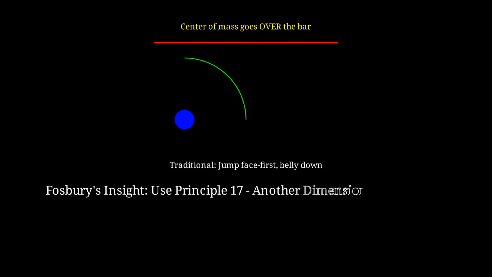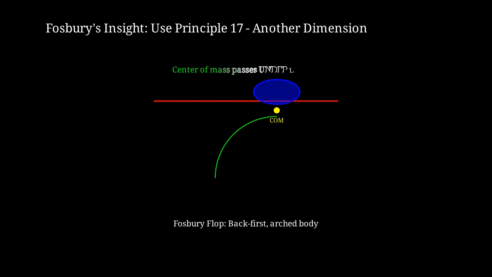Fosbury applied TRIZ Principle 17, move to another dimension. Instead of trying to push the center of mass higher, he asked, what if my center of mass doesn't need to go over the bar? By going over backward with an arched back, Fosbury's center of mass actually passed under the bar while his body went over it. This was physically revolutionary.